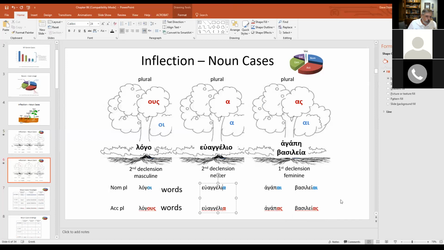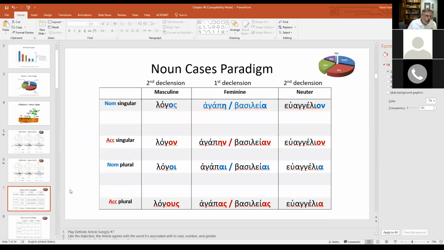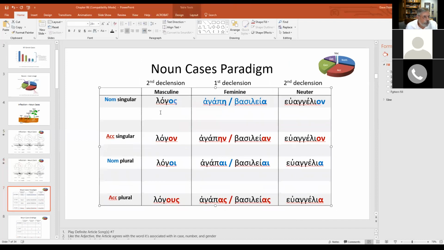Okay. I know this is a little confusing, but you're going to get it as we go through it. All right. So here's sort of the paradigm. And basically what you want to learn is there's a root to every single word, log, and then you add a stem to it. And if it has an omicron stem, it's going to follow this second declension pattern. And all second declension words have an omicron stem ending. Here's an omicron stem ending for euangelion.